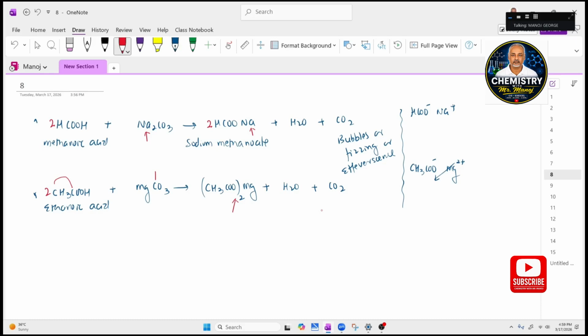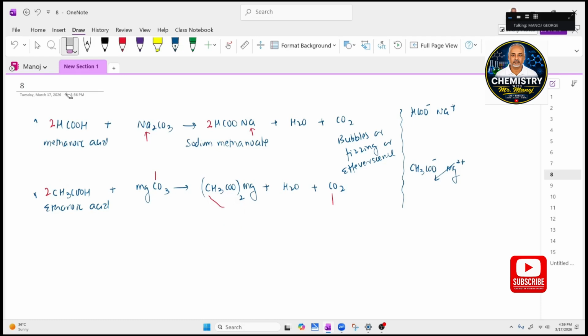Now, if I look at this, I have 2 carbons here. Remember, inside there are 2 carbons, and there's 2 outside. So 2 times 2, 4. And there is a carbon here. So my carbons are perfectly balanced.